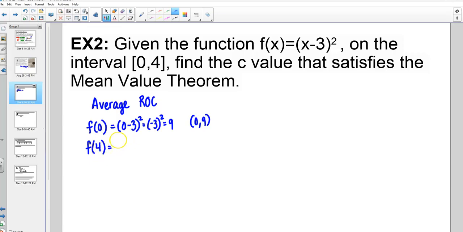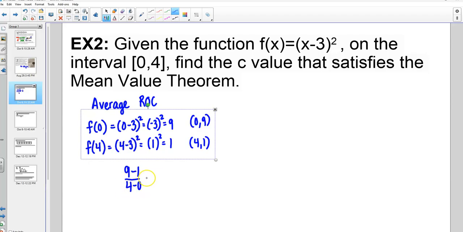Oh, I should have thought about this first. What condition has to be true for mean value theorem to apply? Continuous and differentiable, right? This is just a quadratic. Is it continuous? Is it differentiable? Yes, so mean value theorem will apply here. So if we want the average rate of change, we just have to do the slope formula. So we got 9 minus 1 over 4 minus 0, and we will get 8 over 4, which is 2. That is our average rate of change.